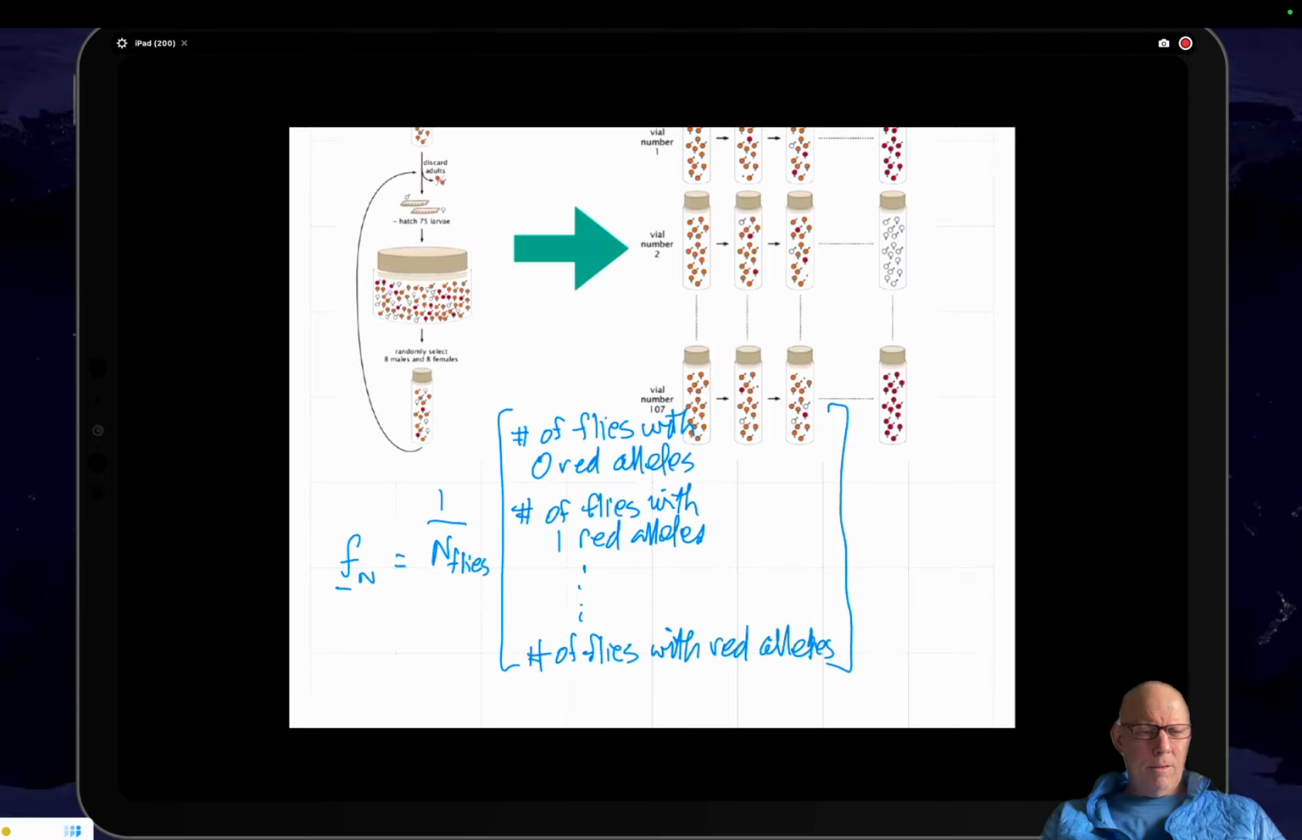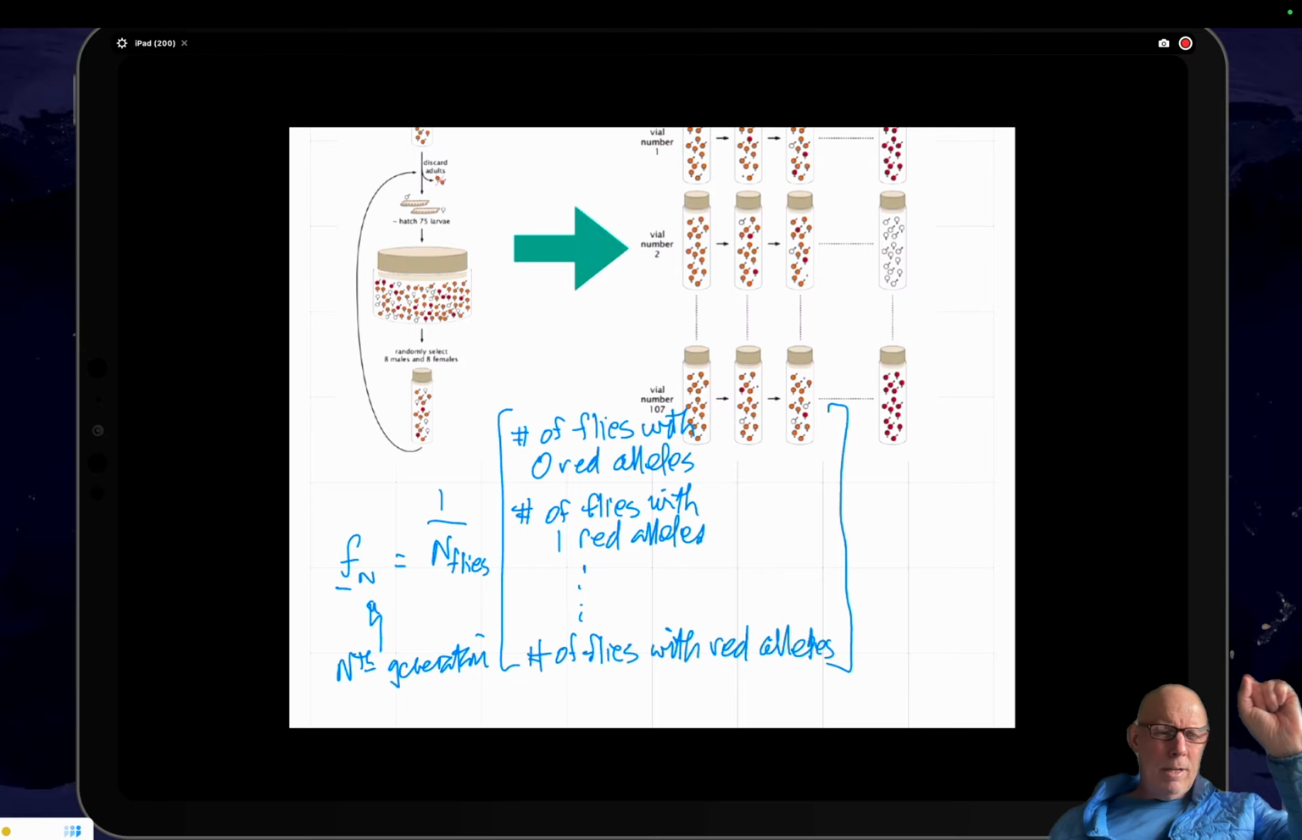Note I divided by the number of flies, so this is a frequency vector, and the n here indicates this is the nth generation. In other words, I'm keeping track of the number of red alleles in each generation, and in the nth generation I can write that as a frequency vector. It's a 33-dimensional vector, and each entry in that vector tells me the frequency in the population of vials that contain a certain number of copies of the red allele.